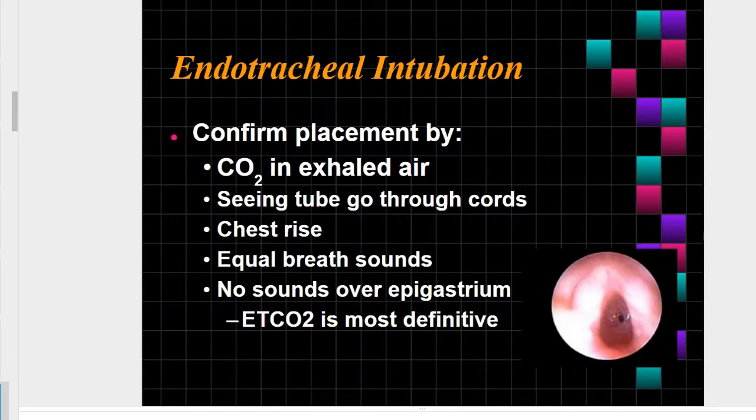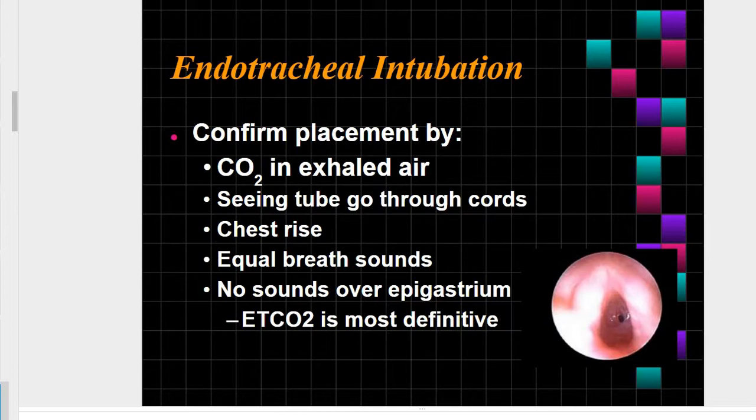Once you get the tube in and you can see the little black line where it needs to be in the airway, confirm placement. The best way, most definitive way, is by end-tidal CO2 in the exhaled air. So immediately put that end-tidal CO2 device on the tube and you should be able to see rising waveforms. Seeing the tube go through the cords is all well and good, but sometimes when you go to pull the blade out, you can pull that little tube. So that's why, again, end-tidal CO2 is probably the most definitive.